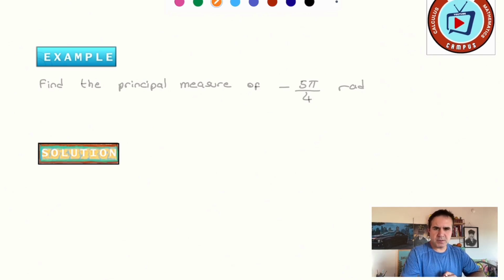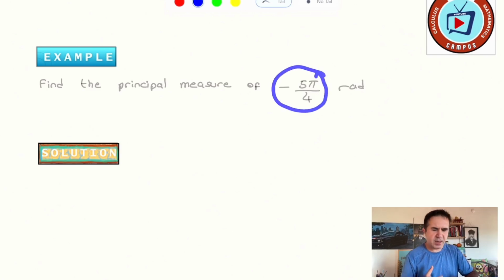Again, the principal measure should be between 0 and 2 pi radians. To find it, we either subtract or add full rotations of 2 pi until the angle falls within the 0 to 2 pi range. Here, minus 5 pi over 4 is less than 0. So we add 2 pi.